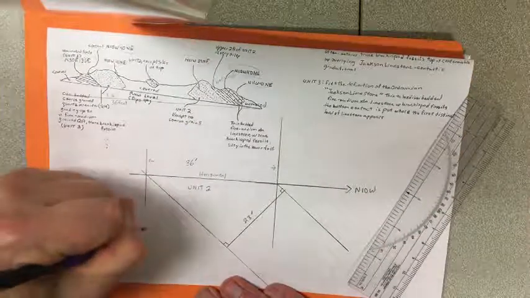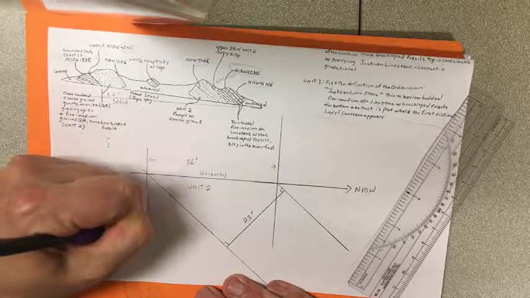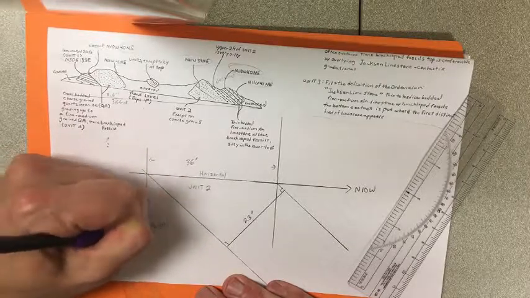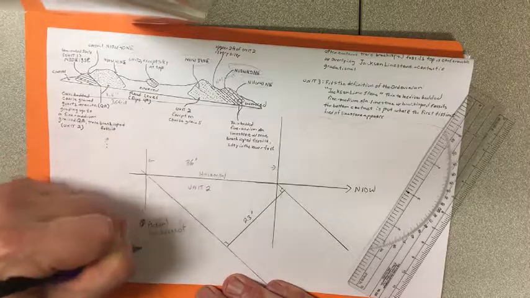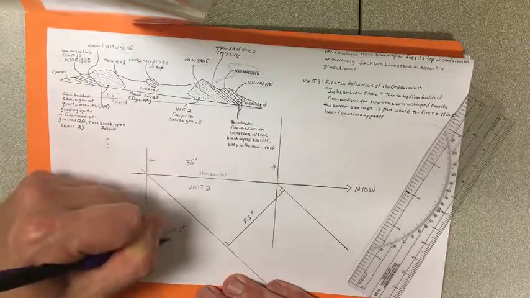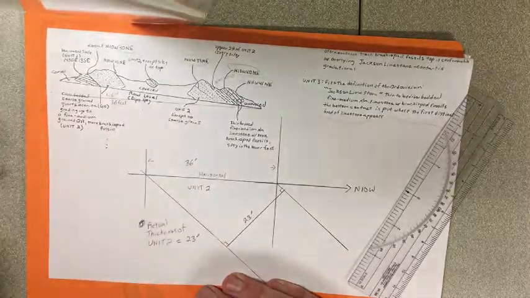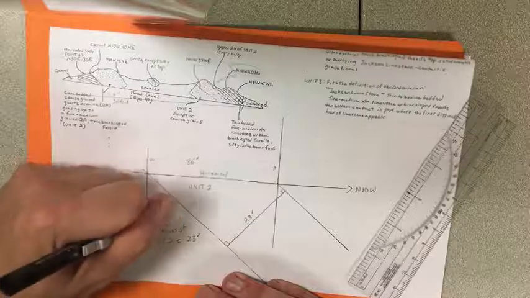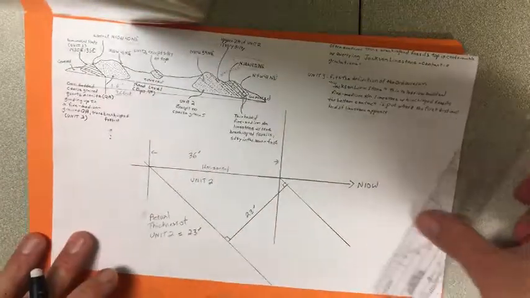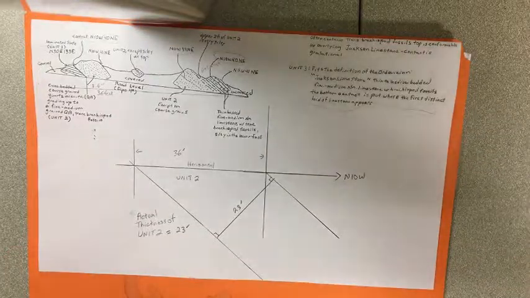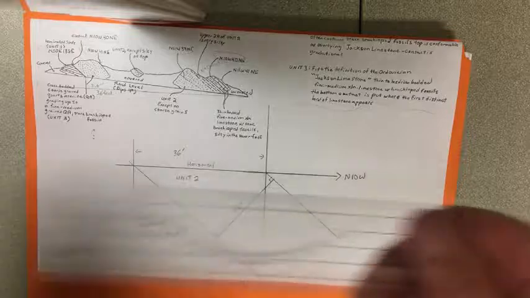So I measure my thickness and I get a thickness of unit 2 as 23 feet. That's my actual thickness of that unit. Okay, the 36 feet was an apparent thickness along a transit, but the actual thickness graphically is represented as 23 feet. So how do I know this is correct? Well, I'm going to do a check. And just another look at the protractor.